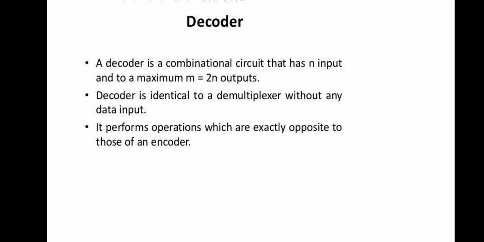Then decoders. A decoder is a combinational circuit that has n inputs and a maximum of 2 raised to n outputs. The decoder is identical to the demultiplexer without any data inputs. It performs operations which are exactly opposite to the encoder.